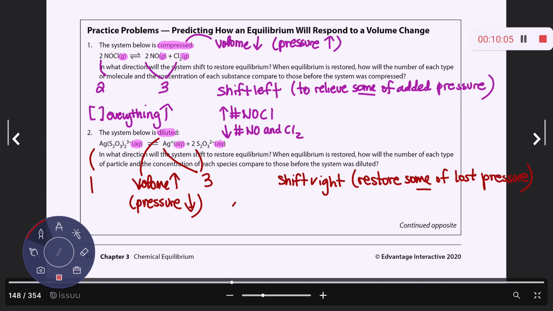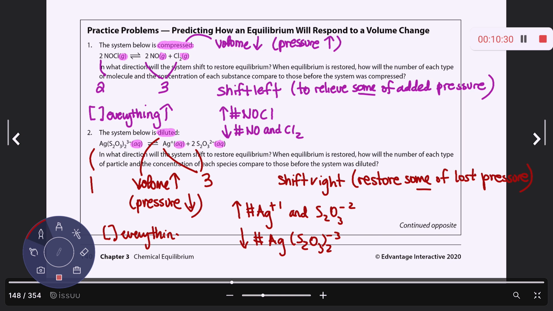So when you shift to the right, you will increase the number of silver ions and S2O3 negative 2 ions, and then you will decrease the number of reactant ions, okay? And then since you diluted it by adding a bunch of water, that means the volume is really, really large, and that means the concentration of everything took a dive. We good? Okay. All right, let's take a look at the next page.